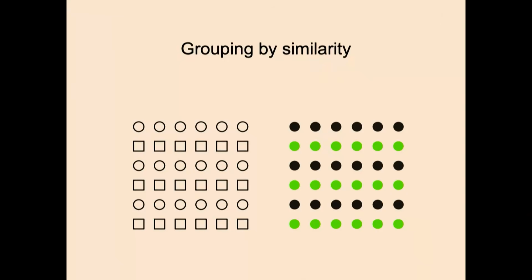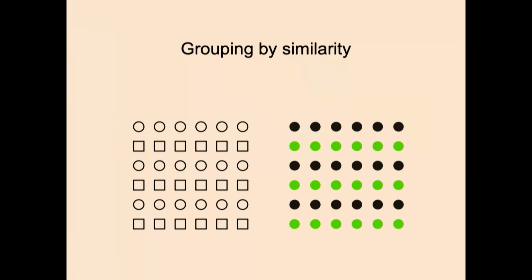So we saw a bunch of examples of grouping by similarity. When we talk about the phenomenon of grouping, we're referring to the fact that you look at a display like this, and this display is constructed by laying down a whole bunch of different elements. But when you look at it, there's a sense in which you perceive it as being organized into rows, right?